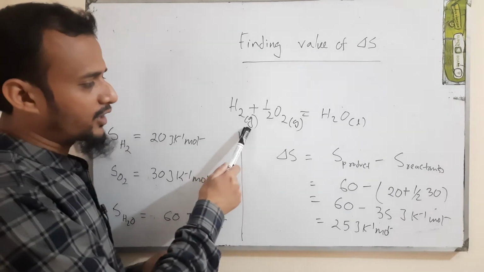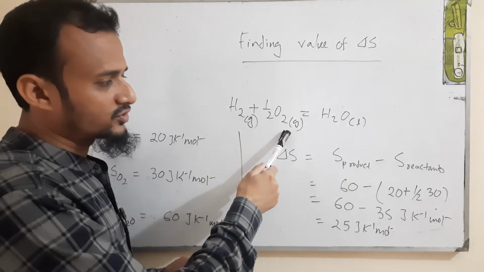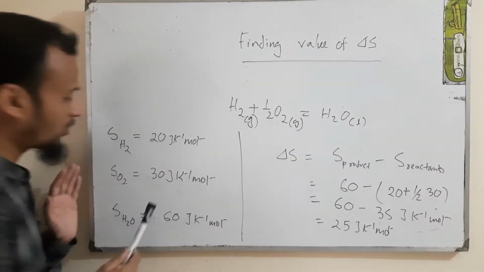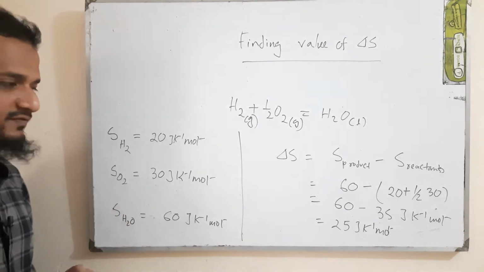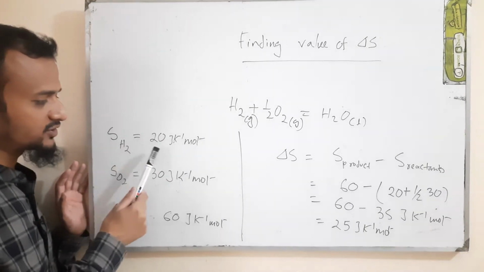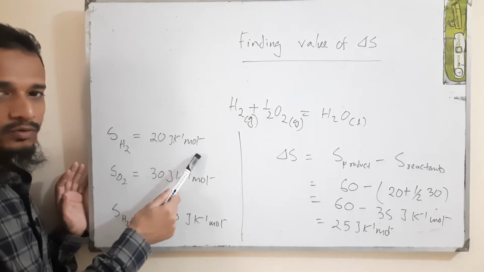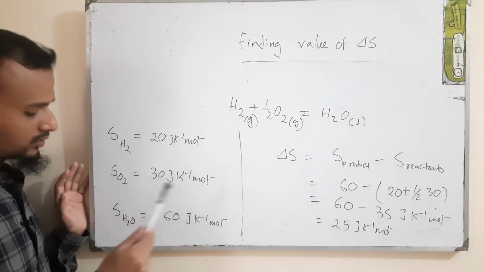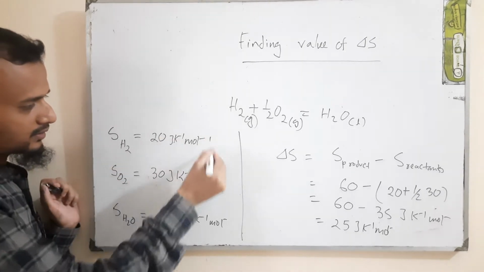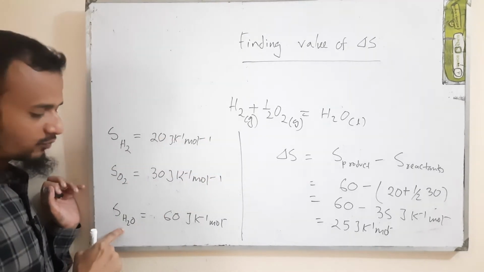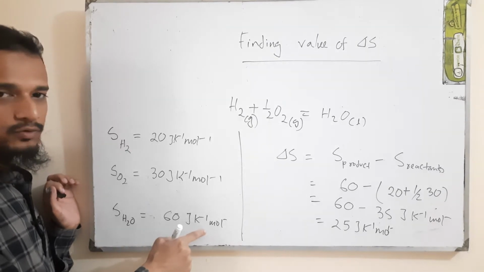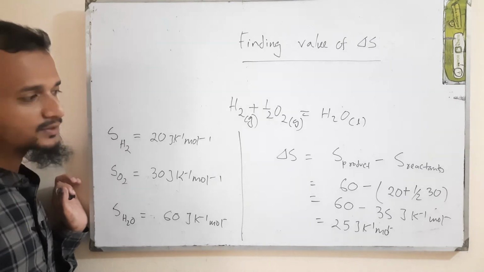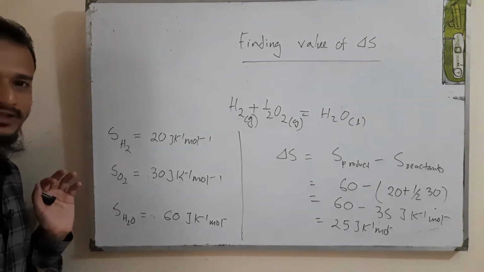Here, hydrogen is reacting with half oxygen to make 1 mole of water, and the values of entropy are given. The entropy of hydrogen is 20 joule per Kelvin per mole, oxygen is 30 joule per Kelvin per mole, and the entropy of water is 60 joule per Kelvin per mole. It is not kilojoule, it's joule per Kelvin per mole. Please remember that. Now, what is the delta S?